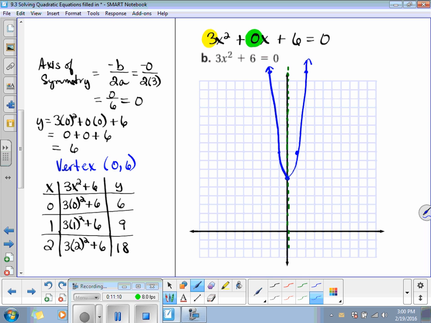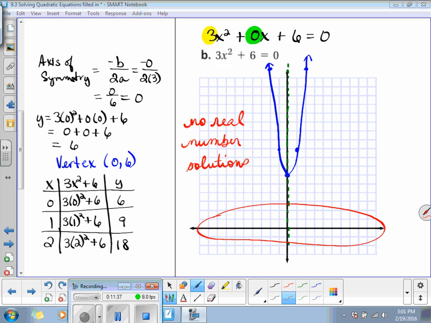But I thought our solution is where it crosses the x-axis. Am I crossing the x-axis at all here? No. Because we are not crossing the x-axis at all, there is no real number solution. So let's just write no solution. Is everybody clear? All right. So no real number solutions because the graph does not cross the x-axis at all, right?